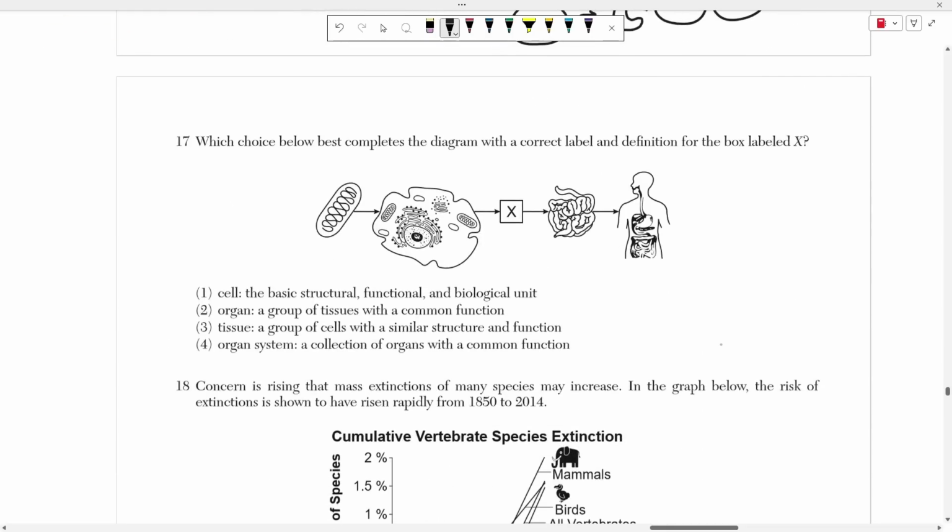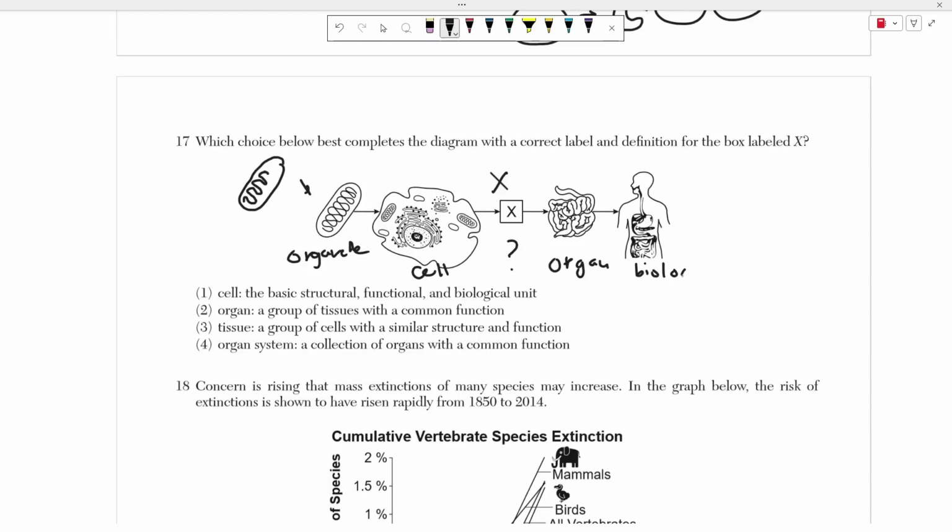17 says, which choice below completes the diagram with the correctly labeled definition of the box labeled X. So this is going to be a mitochondria, because it's this tube-shaped organelle that has these folds on the inside of it. This mitochondria is a part of a cell, which is a part of X, which is a part of an organ, which is a part of a biological unit. So this is an organelle, this is a cell, this is an unknown thing, this is an organ, and this is a biological unit.